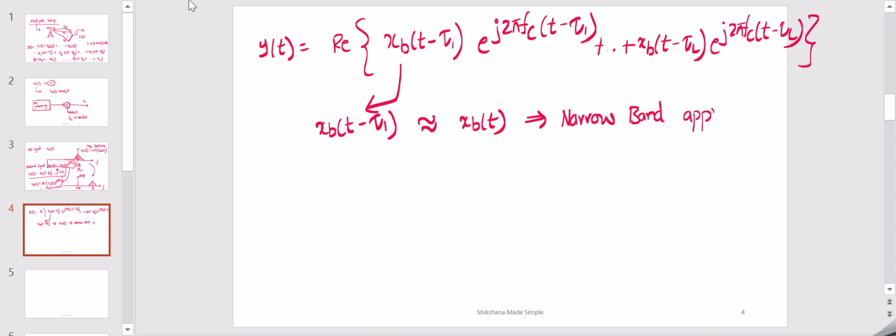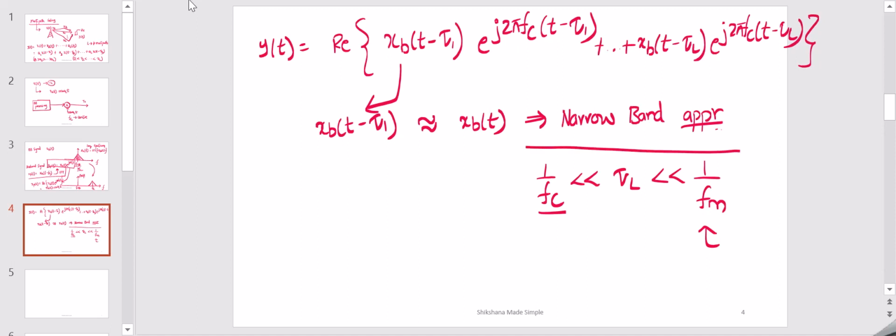So what is the condition? The condition is 1 by fc. So this delay tau l, let's take the maximum one, which is tau l. This is the frequency of the baseband signal. This is the carrier frequency. So if the tau l satisfies this equation, we can do this narrowband approximation. All right.